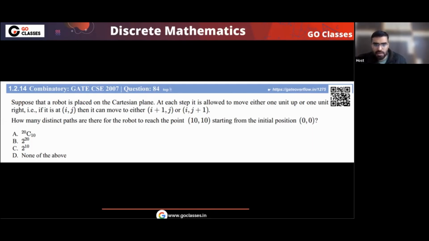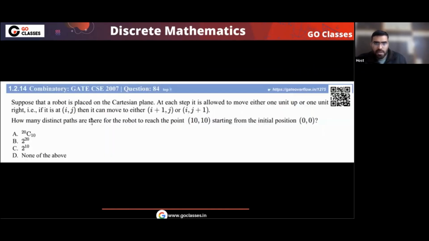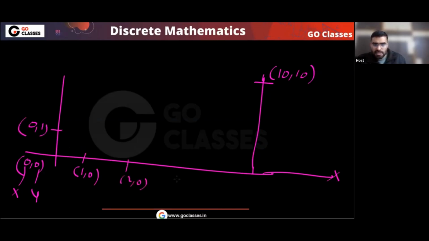The answer is quite simple. You have this Cartesian plane, and on it you want to go from (0, 0) to (10, 10). At each step, you can go either up or right. If this is the x-axis and this is the y-axis, then this is (1, 0) and this is (0, 1), something like this.